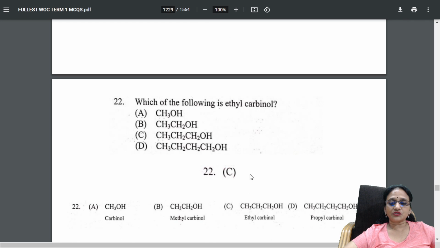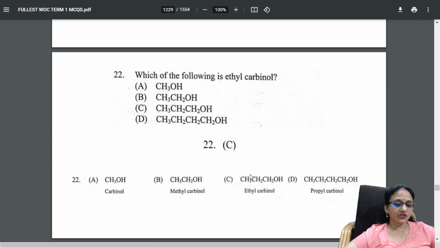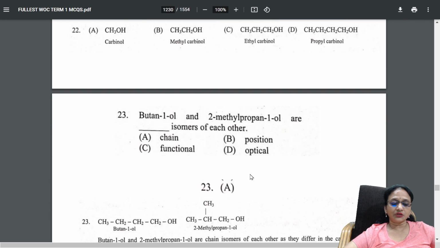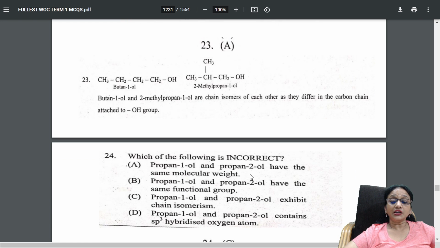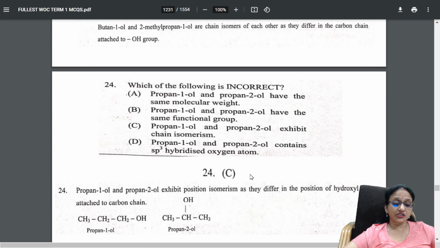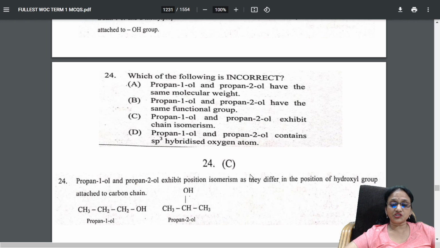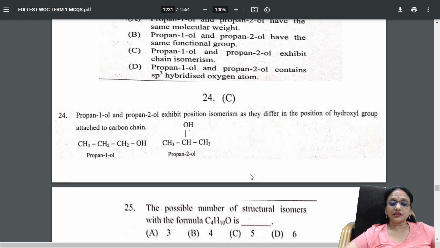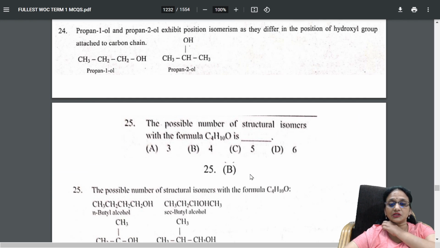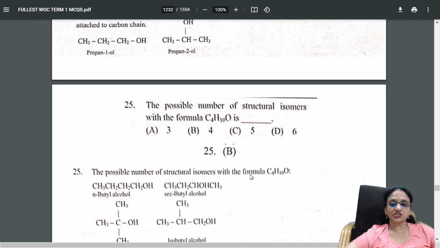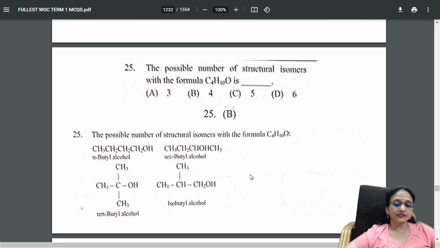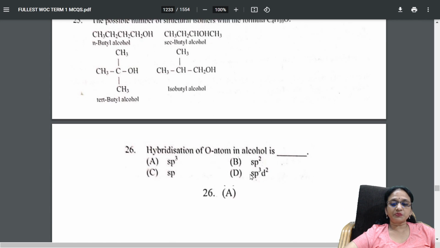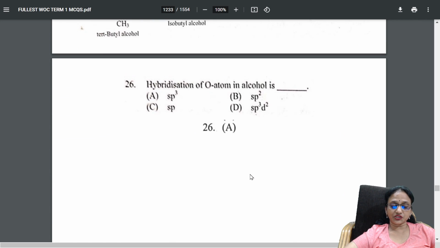So, ethyl carbinol. What is carbinol? They will ask you what isomers are. They're going to ask which is the incorrect statement, because in isomerism again they're going to ask you which is right. Then comes the possible number of structural isomers with the formula. Gradually, from the isomerism part, we will go to hybridization.